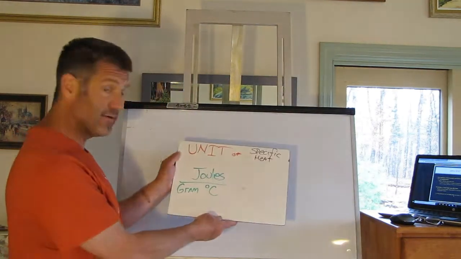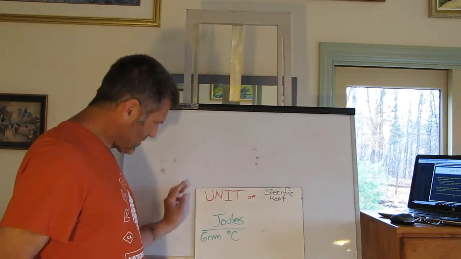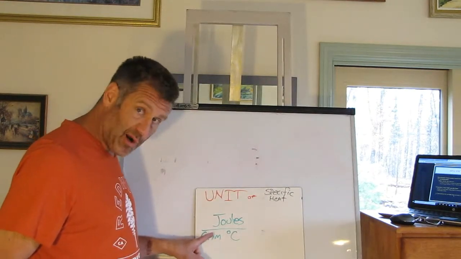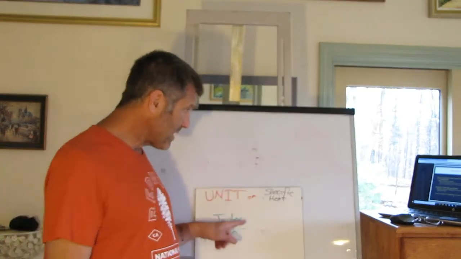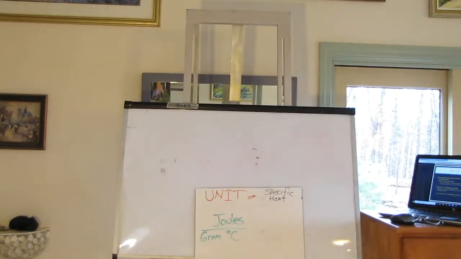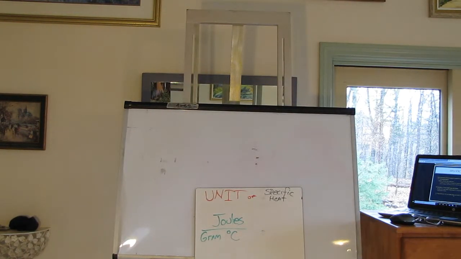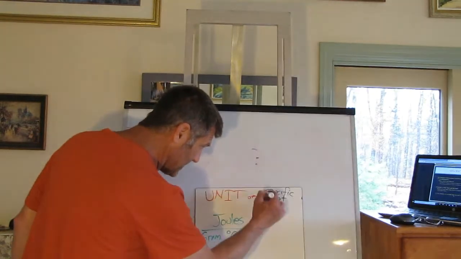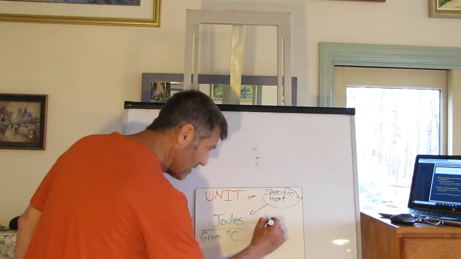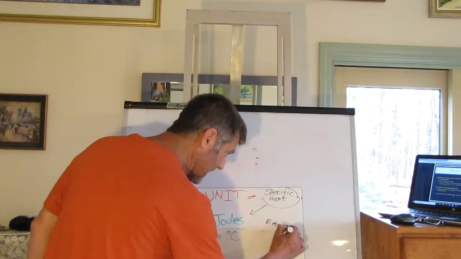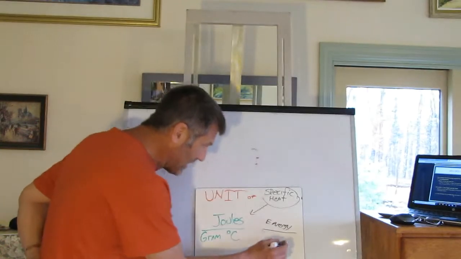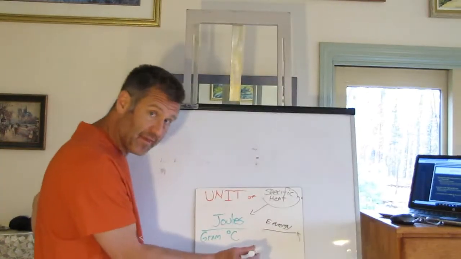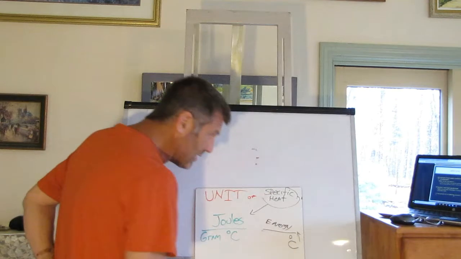So now, specific heat, here's the unit. Joules per gram degree C. Remember, dividing line means per. Joules per gram degree C. Now, if we wanted to summarize joules, joules is a unit of energy, and only a unit of energy. So we could look at this unit and say, okay, specific heat is the amount of energy needed to raise something's temperature. Here's degree C, right? So the amount of energy needed to raise something's temperature by a degree C.